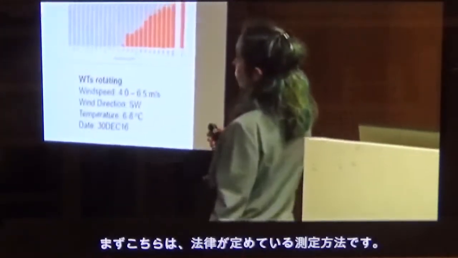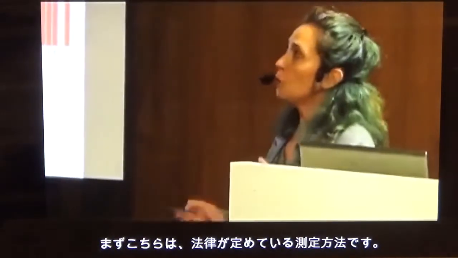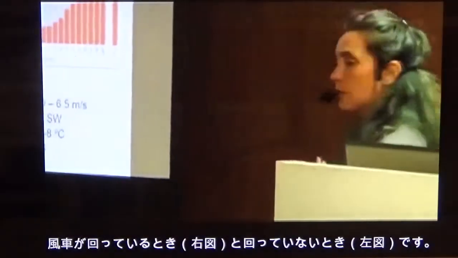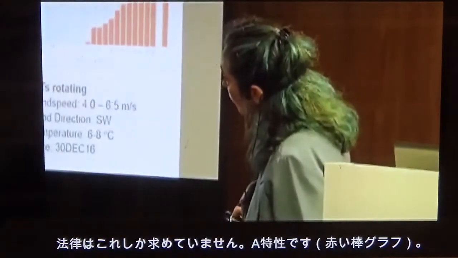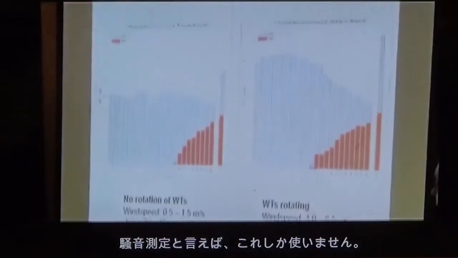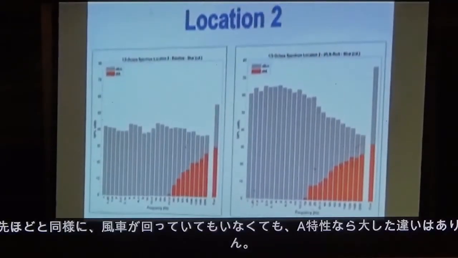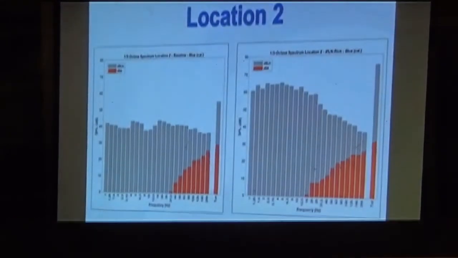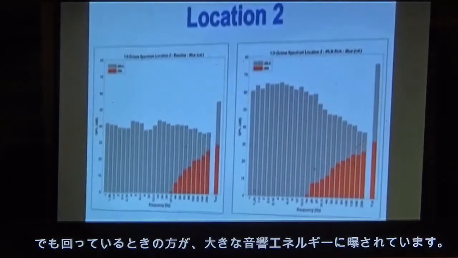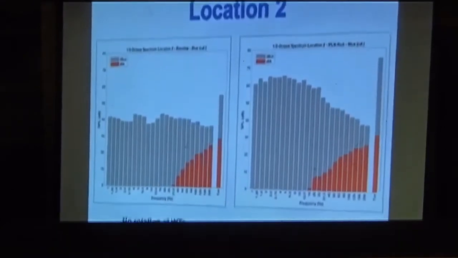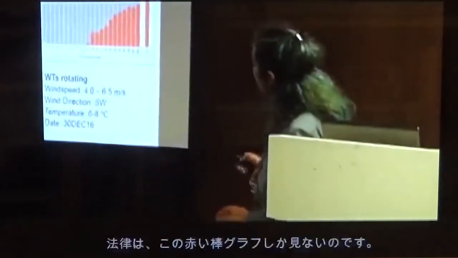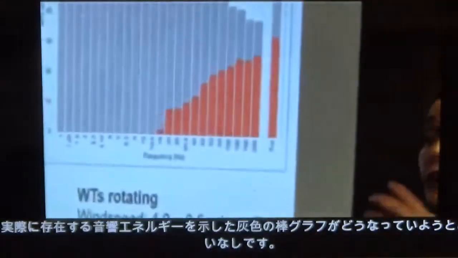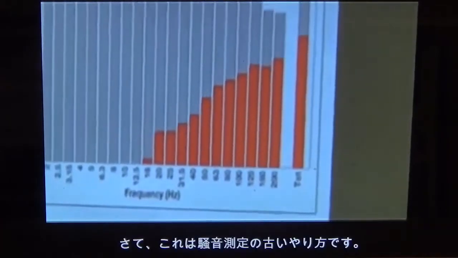So, in location 2, the new shed, this is the old way, or the way legislation demands that we measure noise, without wind turbines and with wind turbines rotating. Legislation looks at this only. This is dBA. This is the only thing that they will look at in terms of the noise. And here also, without wind turbines and with wind turbines, you can see in dBA, the difference is not so much. But you are exposed to a lot more acoustic energy with the wind turbines rotating than without. But this is not reflected by legislation, as you can see. Legislation looks at this red bar only and does not care about this gray bar, which reflects the acoustic energy that is actually present. This is the old way of doing things.